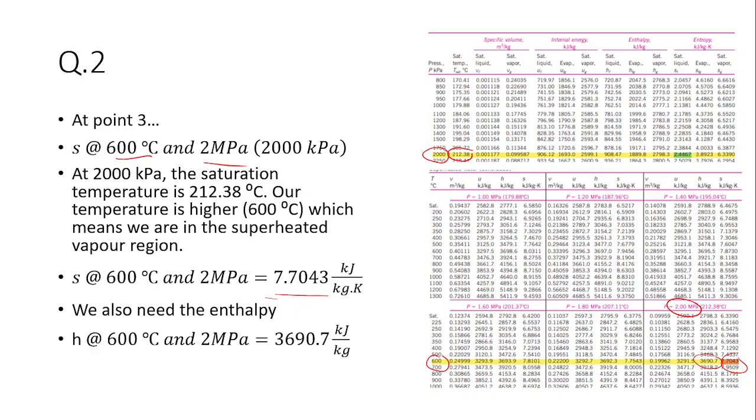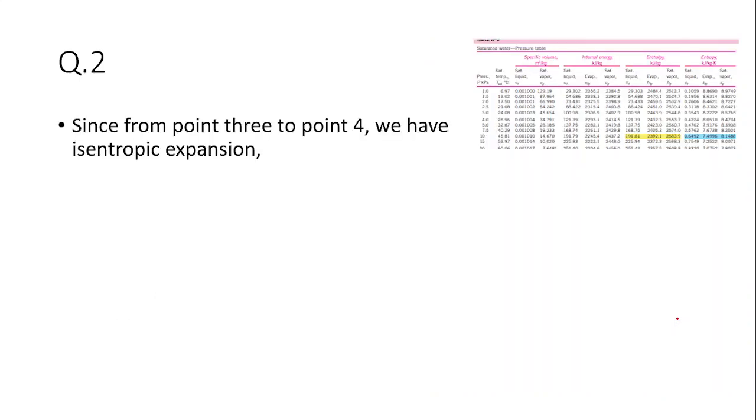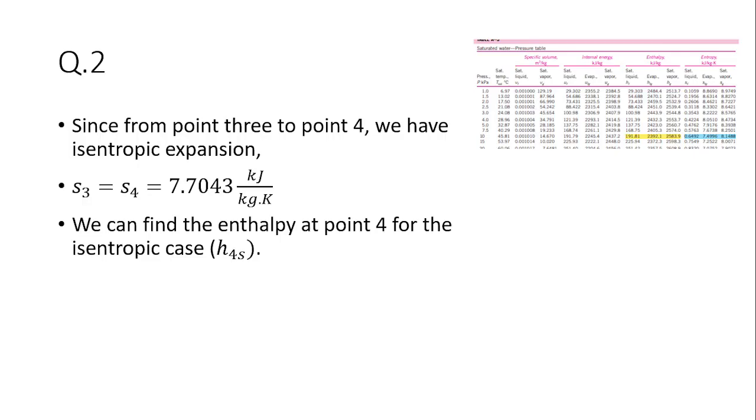So remember, this is a separate table, the one up here. Sorry, the enthalpy is this column, and then the entropy is that column, right? So we can read the enthalpy. Now, since from point 3 to 4 we have isentropic expansion for the ideal case, S3 is equal to S4, so we can find the enthalpy at point 4 for the isentropic case.